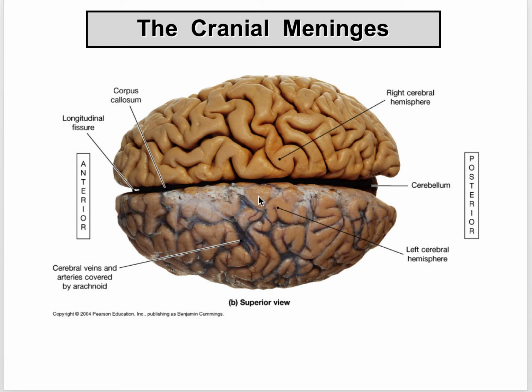Okay, so picking up on where we left off, one of the things that we were looking at was the cranial meninges and how these different layers may interact or work together to help position and place the brain in safe areas.